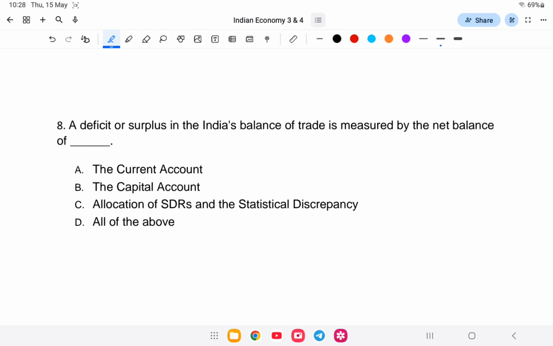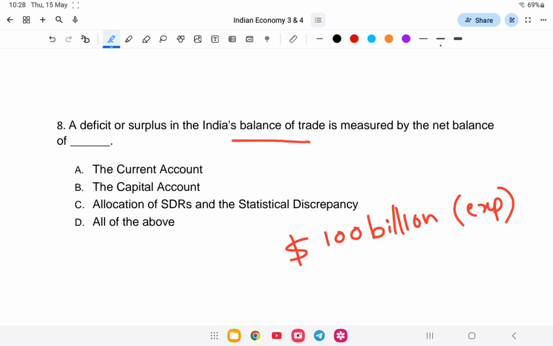Next and the final question. The last question for today. A deficit or surplus in India's balance of payment is measured by net balance of what? So balance of trade, for example: India exports 100 billion, export meaning selling to another country, and imports 120 billion, meaning bringing from another country.